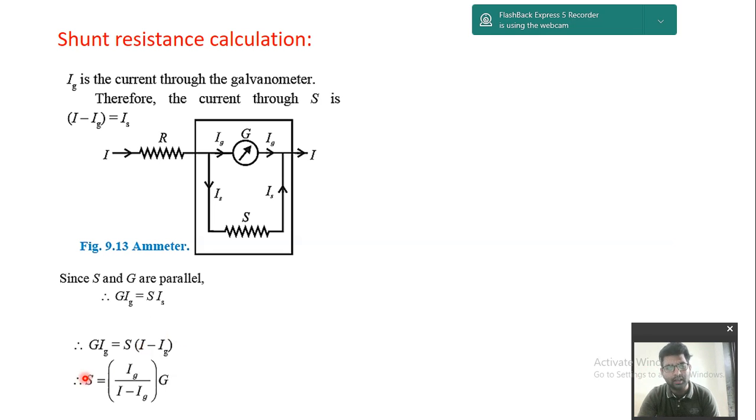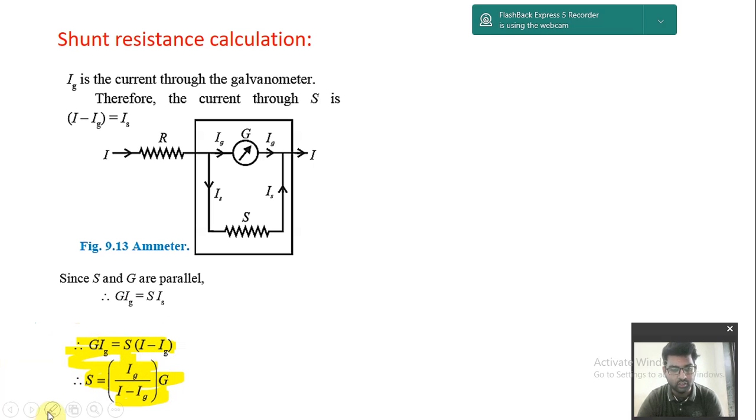And here also numerically, if a numerical is asked that this amount of current is flowing and this is my full deflection galvanometer current Ig and this is the galvanometer, so what shunt resistance should I connect? Then we can find out the value of the shunt resistance. So these two things, these two formulas, you need to remember. The first, important one is G into Ig equals S into (I minus Ig).